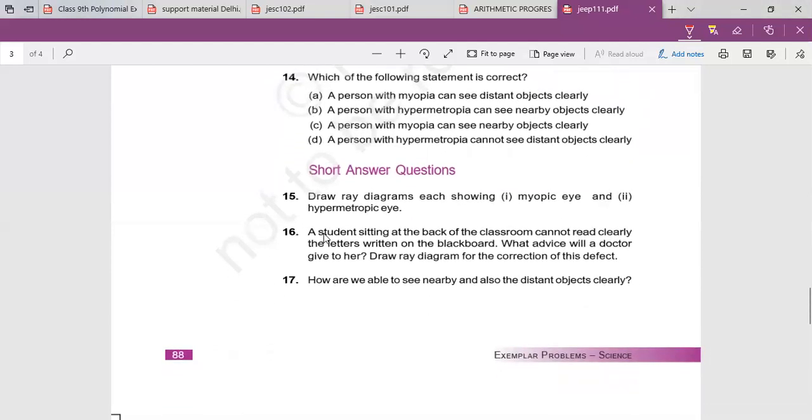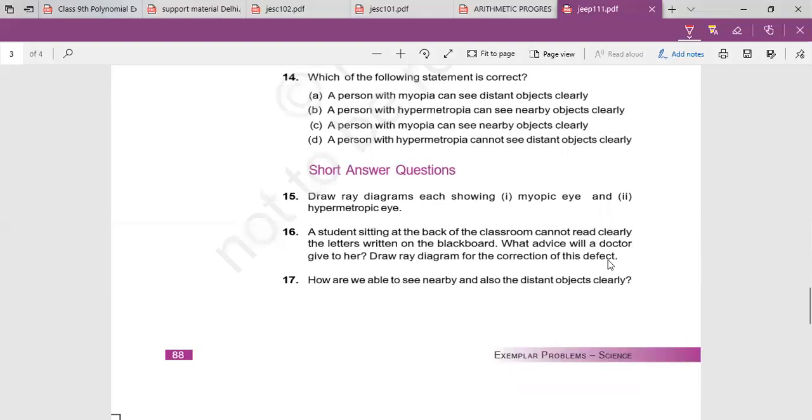Draw ray diagrams each showing a myopic eye and a hypermetropic eye. Next: a student sitting at the back of the classroom cannot read clearly the letters written on the blackboard. What advice will a doctor give her? Draw a diagram for the correction of this defect. What defect does that person have?